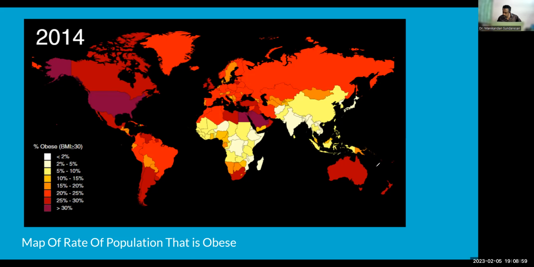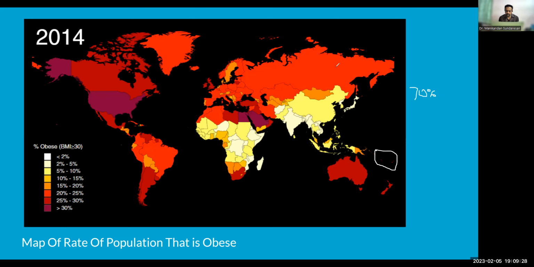Comparatively, the highest obesity rates are in these Pacific Island countries. You could barely see them. There's a red dot there and there's a red dot there, but those are the highest rates of obesity. Specifically, the country of Nauru has a 70% obesity rate. 70%, which is a stunning number, nearly over two thirds of the population.